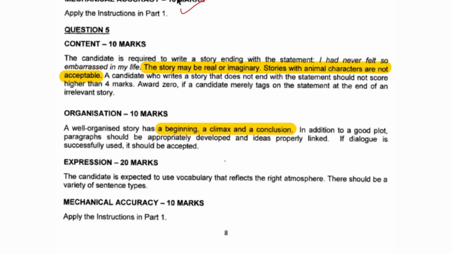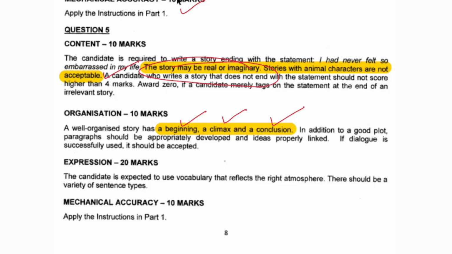At the end of the day, you should finish that story with, I have never felt so embarrassed in my life. So now look at this. The story may be real or imaginary, but stories with animal characters are not acceptable. You don't say that it's about the tortoise. You don't say it's about a rabbit. It should be a real life imaginative story. Since it is a story, you should have a beginning, a climax and a conclusion. These are points you need to note for you to get your full mark.